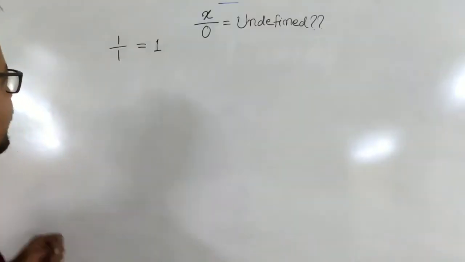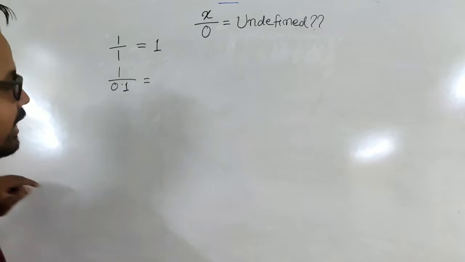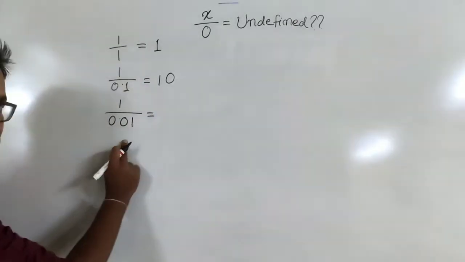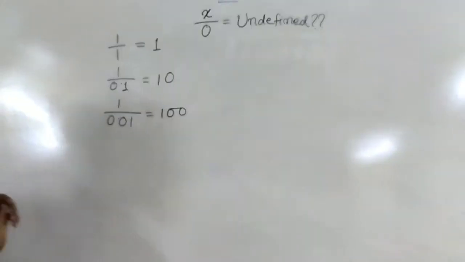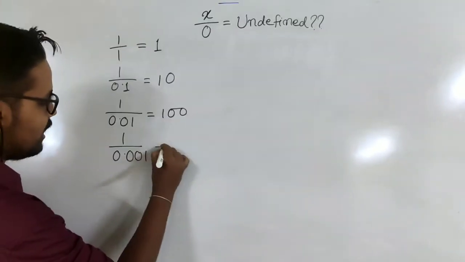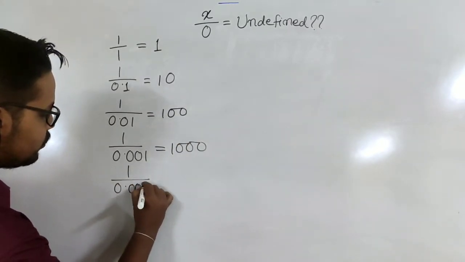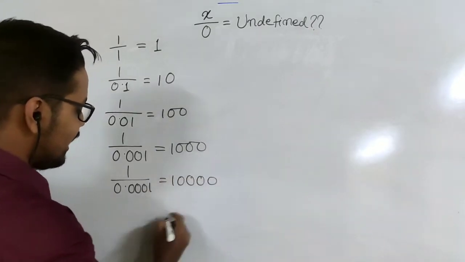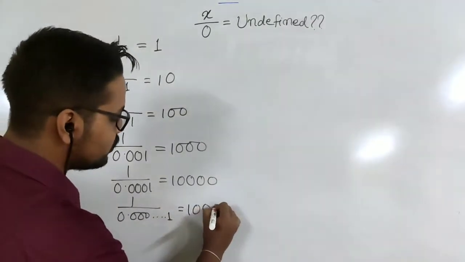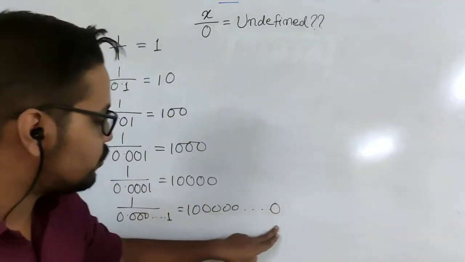Now, if I change it a little bit, in the next step, let's do 1 divided by 0.1. 1 divided by 0.1 gives 10. The next step, let's do 1 divided by 0.01. And here, what we get is 100. Hope you are getting the trend. Let's move further down and do 1 divided by 0.001. And here, we will get 1000. If I go even further, 1 divided by 0.0001, I get 10,000. And if I go on doing this, 0.000...1, what I am going to get is 1 followed by zeros. The number of zeros here will correlate to the number of zeros here.